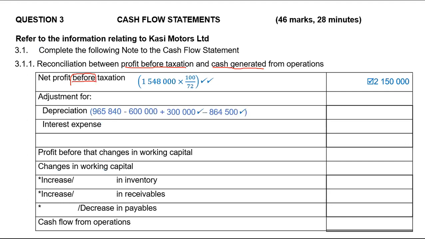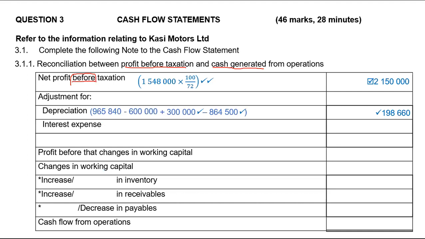Okay, that depreciation I will have to add it back because it was already subtracted from the 2,150,000. I'm going to add it back. Why am I adding it back? Because it's a non-cash item. If you don't understand that, guys, please go under my podcast and check the cash flow statement and look from lesson 1. It's right at the beginning, lesson 1 up to probably lesson 10. That's why I explained this thoroughly.